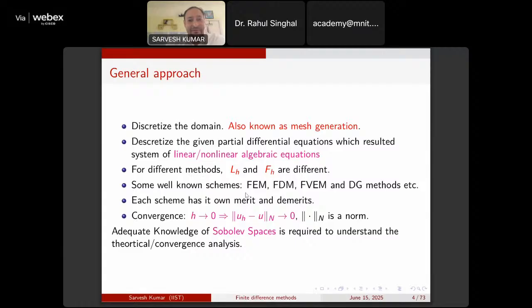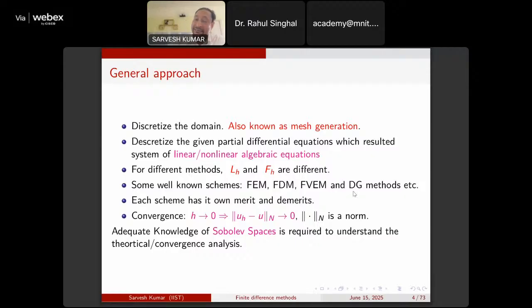Some well-known schemes which you have come across or you might have heard or may going to hear are finite element methods, finite difference method, finite volume method, and DG method. But of course, there are many methods like boundary element method, there are a few more, or mesh-free method. There are many methods available in the literature. For each method, this L_h and F_h are different, and this is like a system of solving algebraic equations. And each method, of course, has its own merit and demerit.